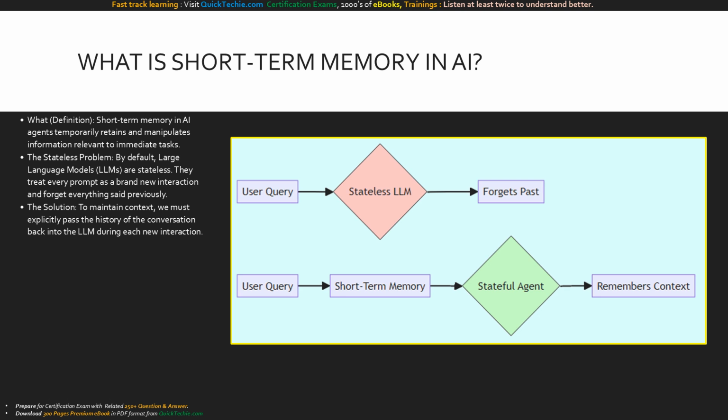Take a look at this comparison on screen. On the top path, a user sends a query to a standard stateless LLM. The result: it immediately forgets the past. However, on the bottom path, the user query flows through a short-term memory module before reaching the agent. This transforms our system into a stateful agent that successfully remembers context. It is a simple architectural shift that makes all the difference.